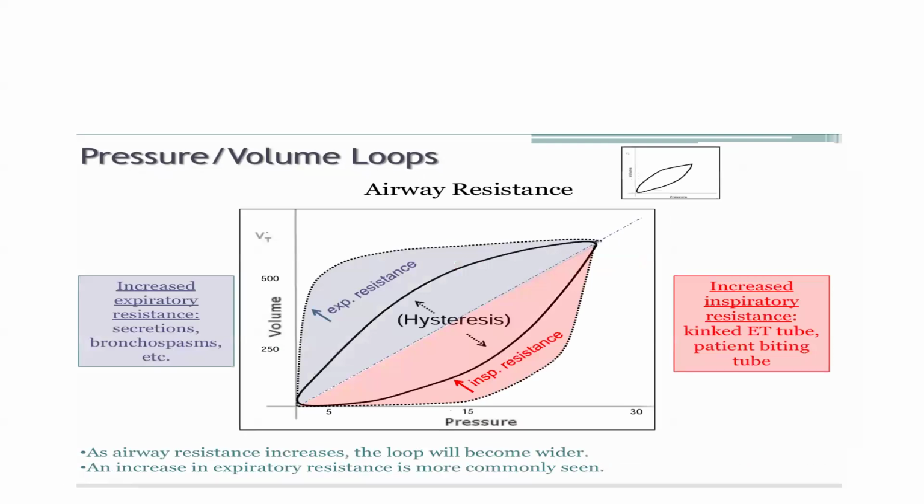Now this is again the pressure volume curve suggestive of airway resistance. As airway resistance increases, the loop becomes wider, and an increase in the expiratory resistance is more commonly seen. Expiratory resistance is represented by the sky blue color, and the pink color is representative of the increase in inspiratory resistance. The causes of increased expiratory resistance are secretions and bronchospasm, and the causes of increased inspiratory resistance are a kinked tube and the patient biting the tube.